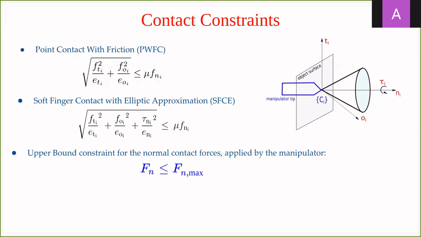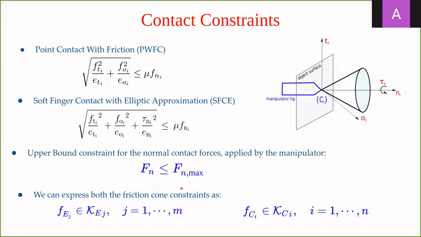To guarantee that the object is not damaged by the contact forces at the contacts between the object and the manipulator tips, we can consider an upper bound constraint on the normal contact forces. Here Fn max is the upper limit for the normal contact forces. And both the second order cone constraints for the friction models can be expressed compactly as shown here.